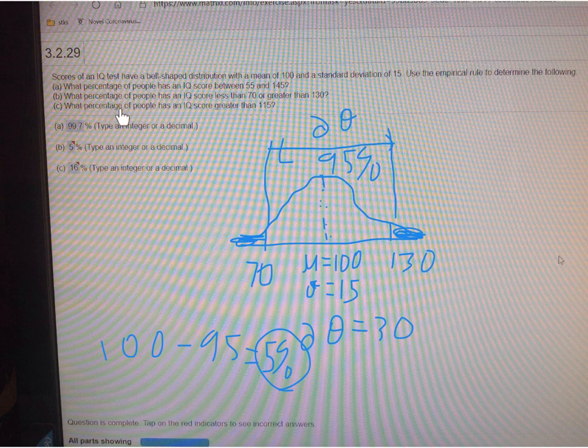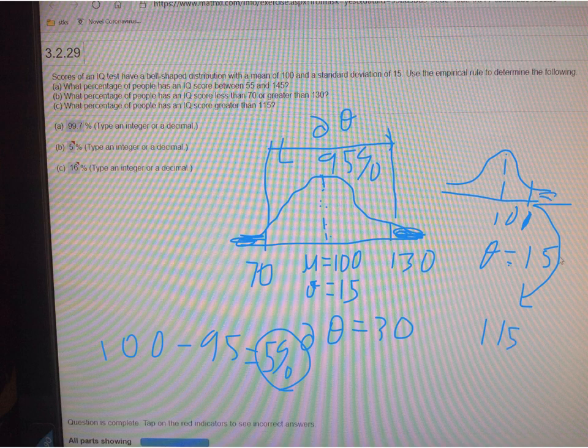Next one, what percentage has a score greater than 115? So I tend to want to draw a picture, so I'll redraw my picture here. Here is the mean, 100, the standard deviation is 15, and we're talking 115 there. And so we want that area there.